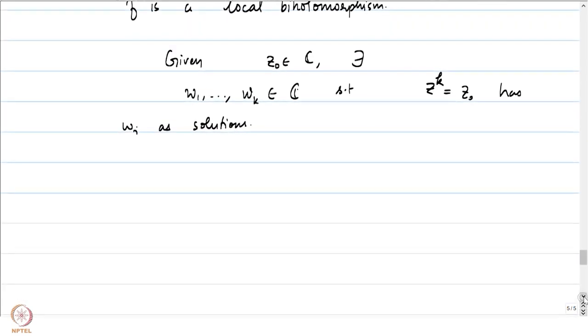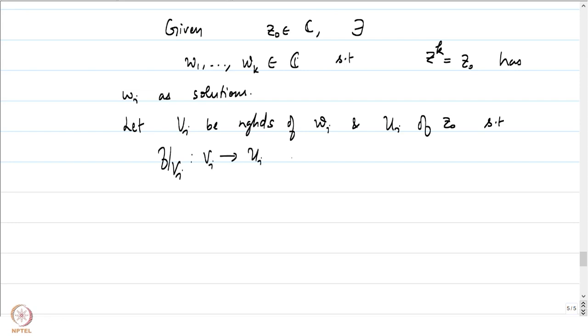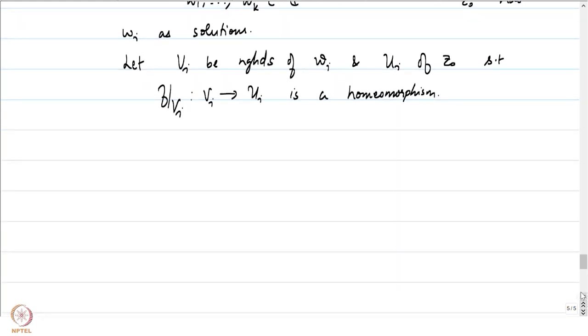And let Ui and Vi be neighborhoods of wi and of z0, remember that z to the power k, wi to the power k is equal to z0. So, we have Uis are all neighborhoods of z0 such that f restricted to Vi from Vi to Ui is a homeomorphism. In fact, we know that it is a holomorphic map which has a holomorphic inverse. So, it is far stronger than a homeomorphism in our case. But anyway, to establish that this is a covering map, this is enough.